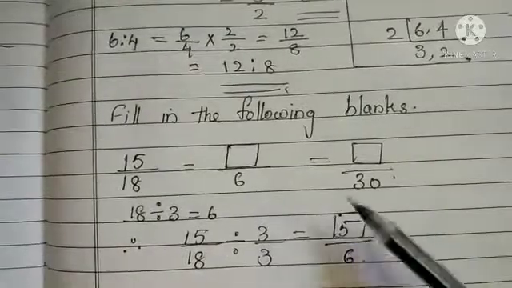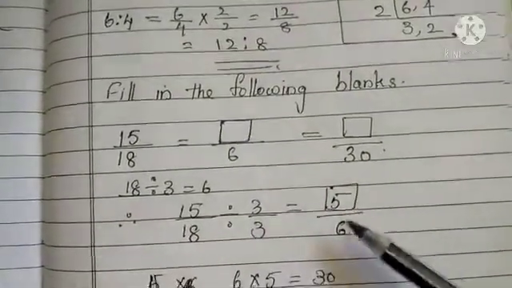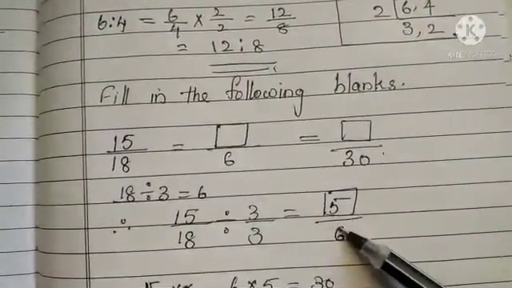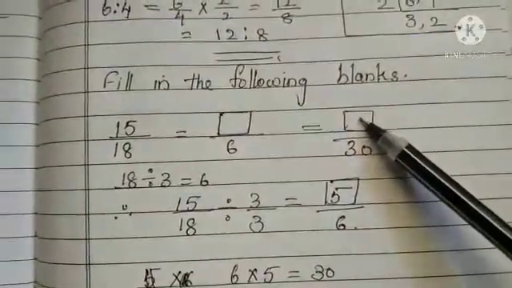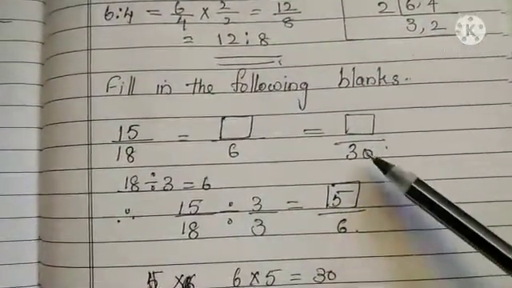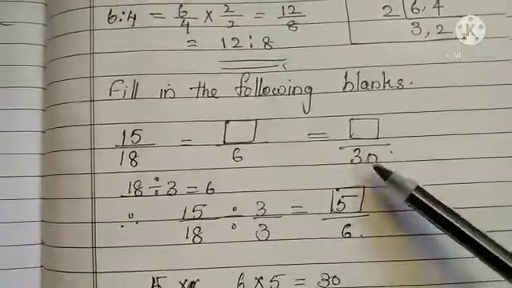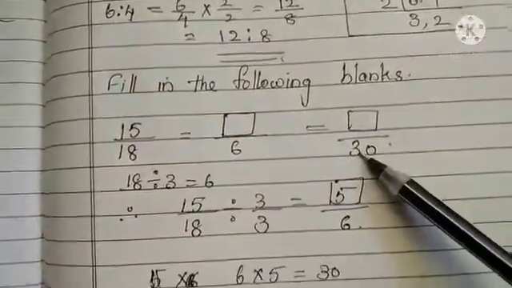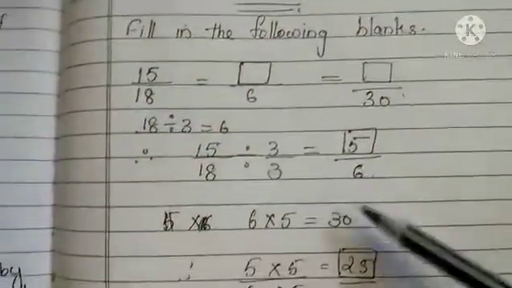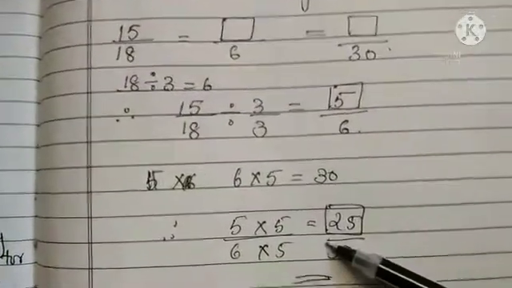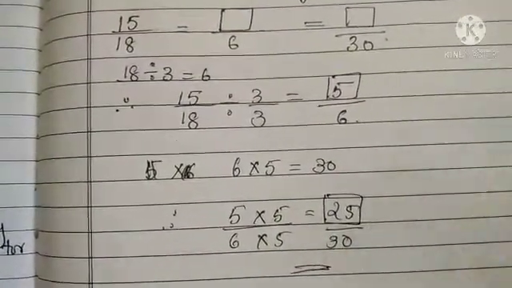Next one, equals dash by 30. Then we can take this 5 by 6 to complete this box. 5 by 6 into which number will give us 30? 6 into 5 is 30. So 5 into 5 is 25. So we can write this fraction as 25 by 30.